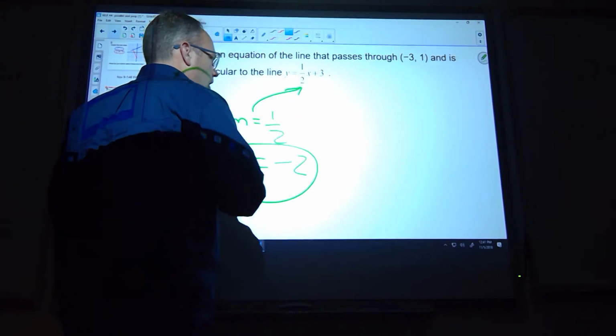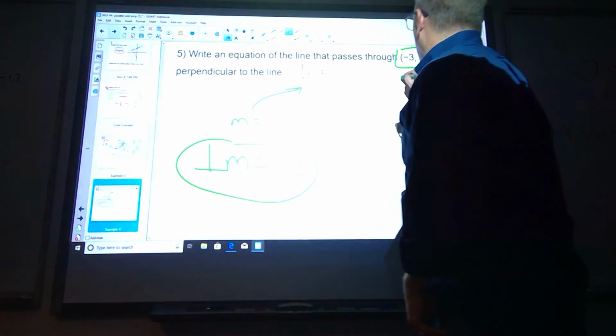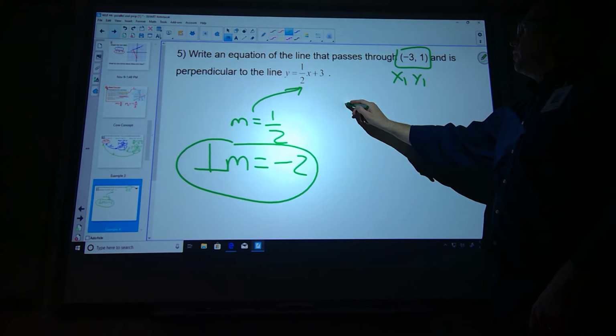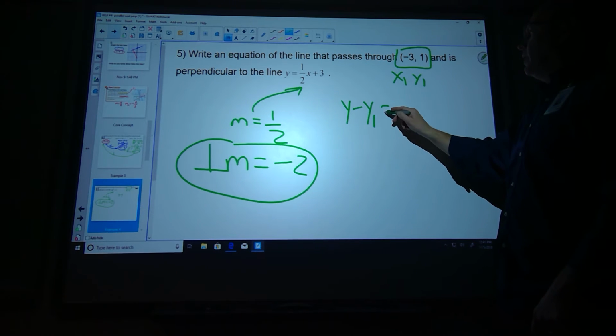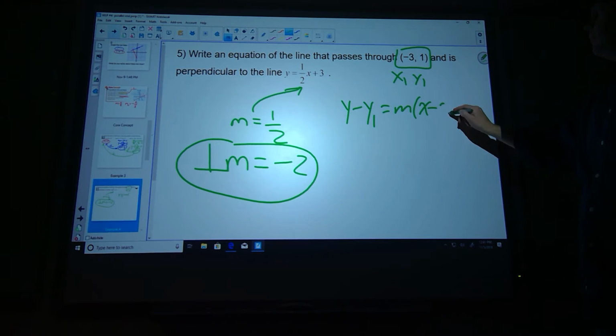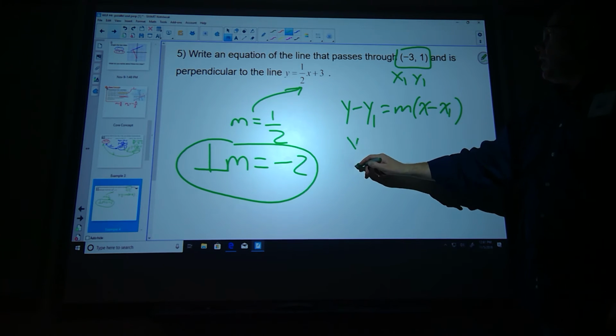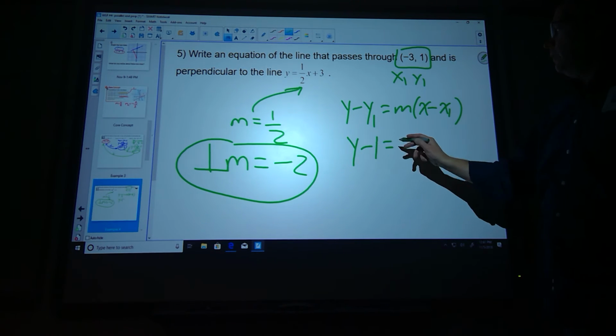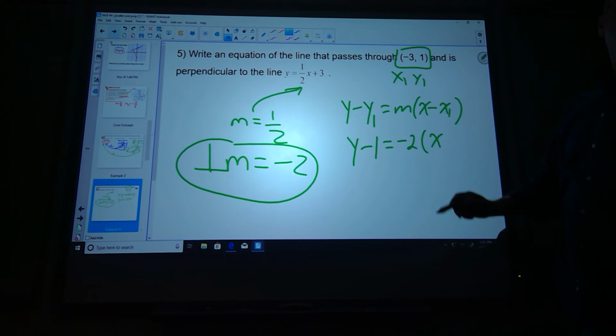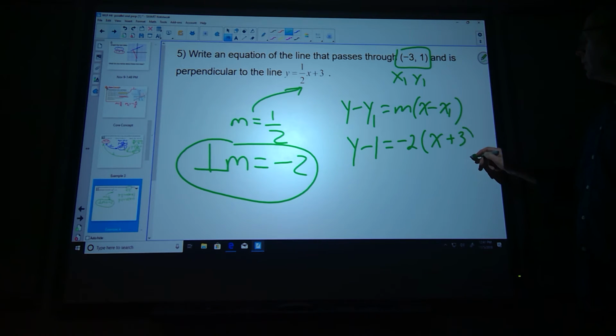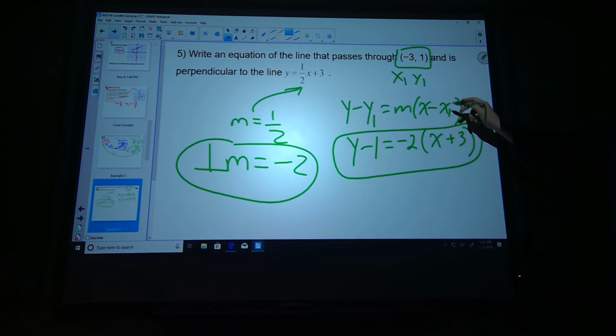Okay, so you're going to use the perpendicular slope in this. That's x1, y1. And it just asks for the equation, right? So y minus y1 equals m times x minus x1. So I'm going to get y minus 1 equals negative 2, x minus negative 3, which is x plus 3. Here's my equation that contains the point negative 3, 1. And here's the equation that's also perpendicular to the original equation. How do we know? We flipped over the slope and we changed the sign.